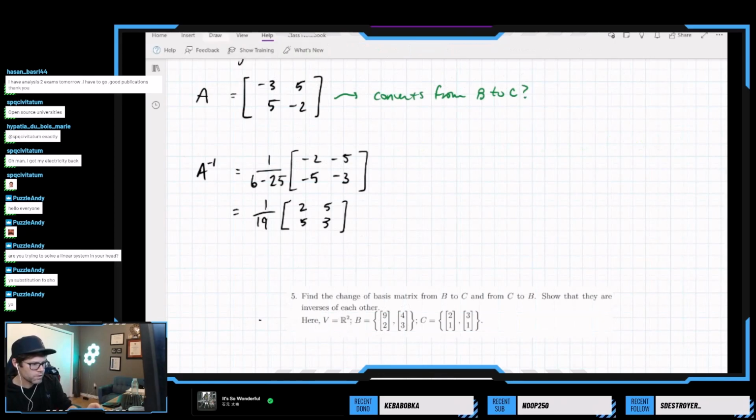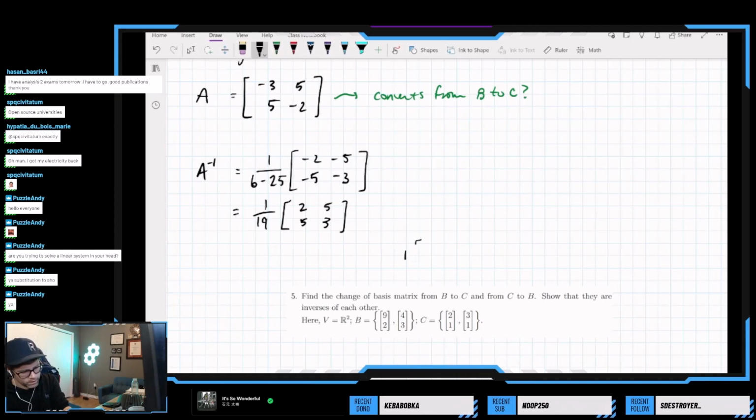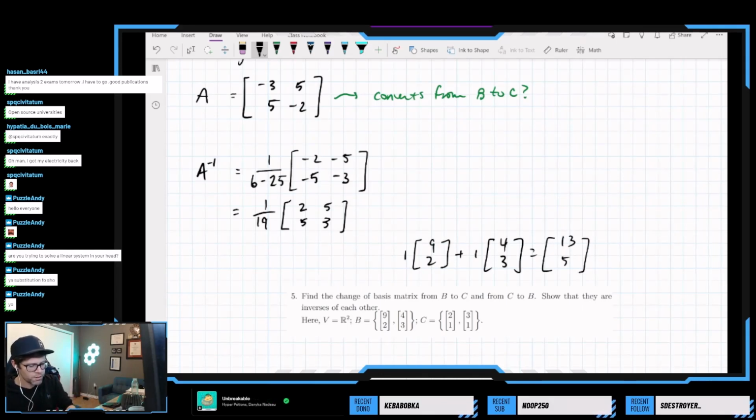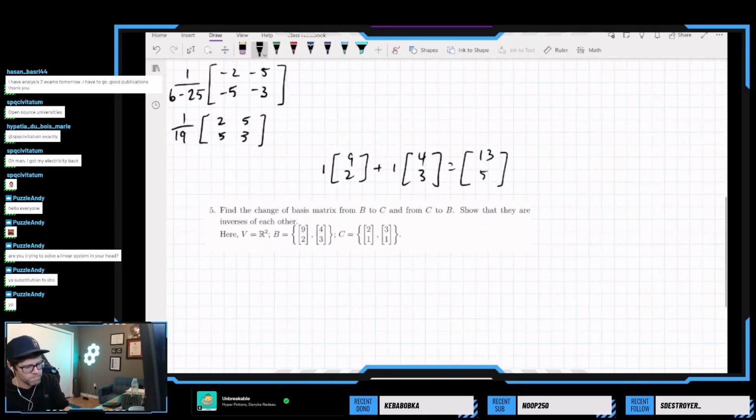Now, I'm just going to do a little bit of thinking in green. So if I have one of these and one of these, we already know that this is 13 and 5. So the question is, how can I express 13, 5 in the other basis? Can we easily figure out what the coordinate vector is going to be inside the other basis? We could solve this.